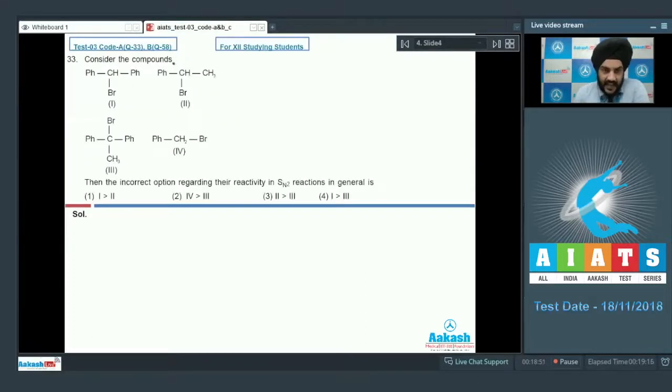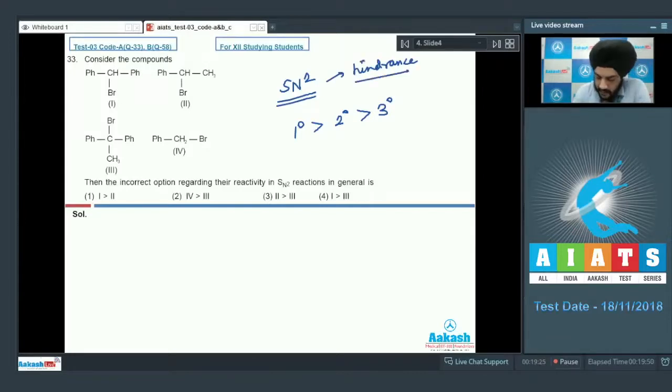Question number 33. Consider the given compounds. So we have been given 4 structures in which the degree of the alkyl halide is different, and we have to comment on the incorrect option regarding their reactivity in SN2 reactions in general. So students, we're talking about the SN2 reaction over here. So we know that for the SN2 reaction, 1 degree is greater than 2 degree is greater than 3 degree. This is governed by the hindrance generally. Okay. So among these given structures, we have the 4th structure, which is primary. So 4th will be ahead of the others.